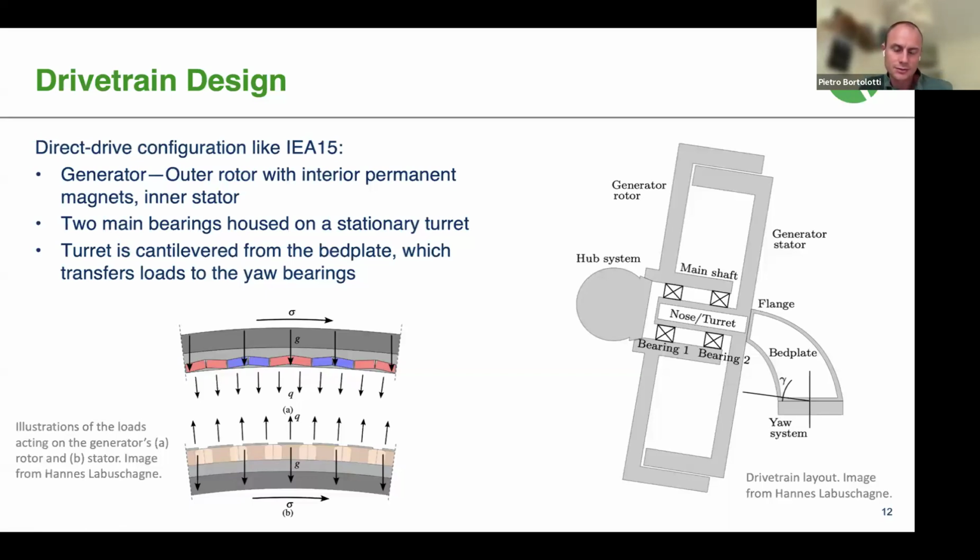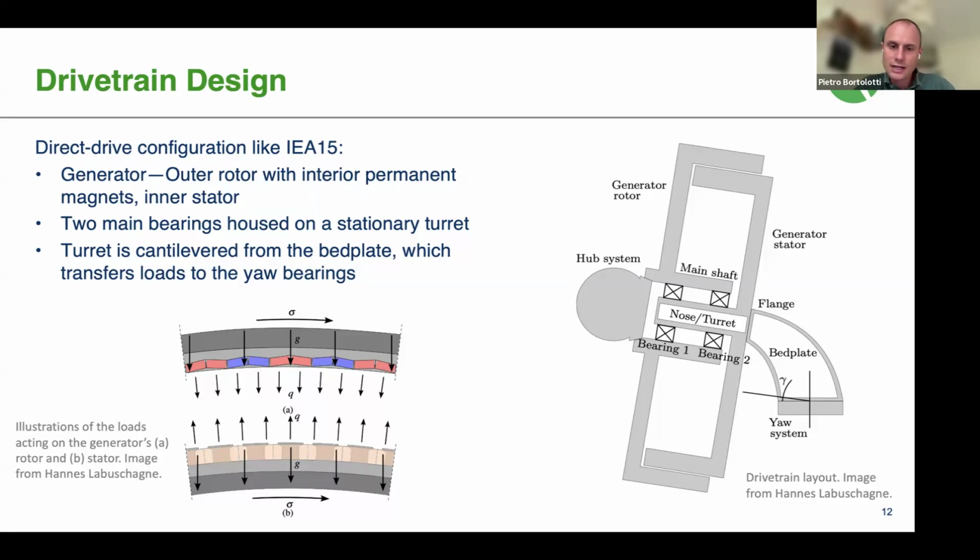I'm Pietro Bortolotti. I'm a senior researcher at NREL, the National Renewable Energy Lab, and I'm also the operating agent for Task 55. At NREL, we led the design of the drivetrain, which is very similar in concept and configuration to the one of the IEA 15. It's a direct drive configuration where the generator has an outer generator rotor with interior permanent magnets and an inner stator. This is maybe the key difference, aside from the sizing, between the IEA 15 and the IEA 22.